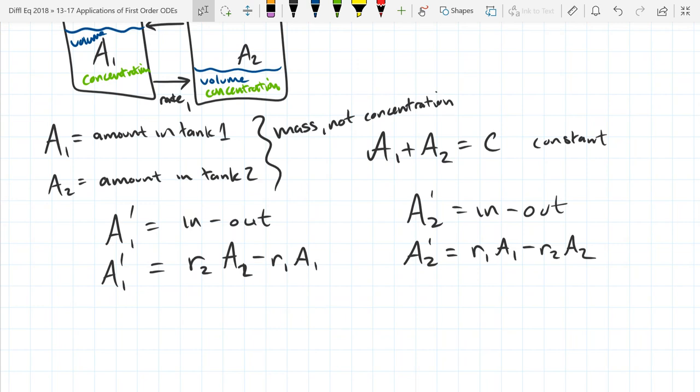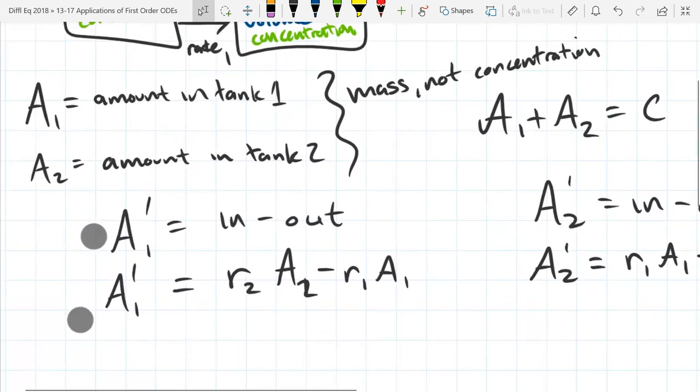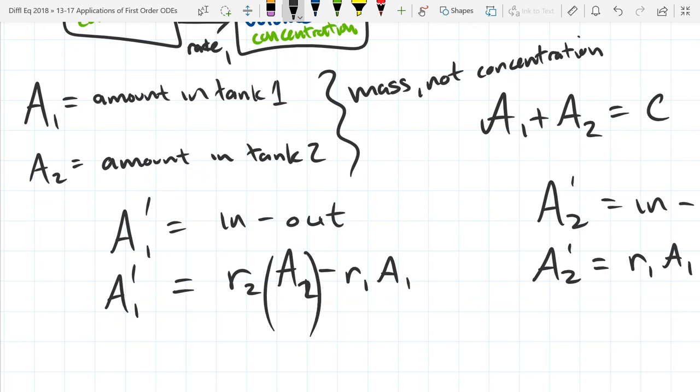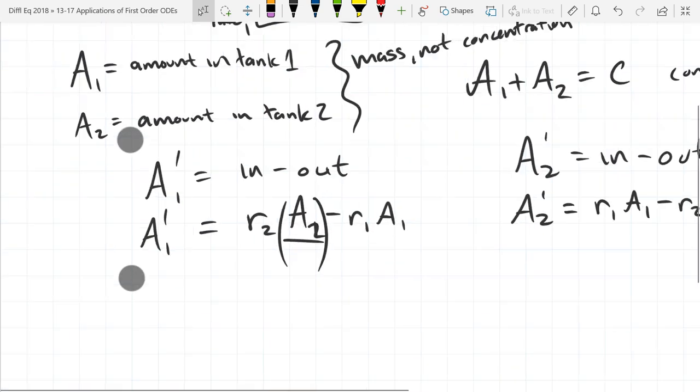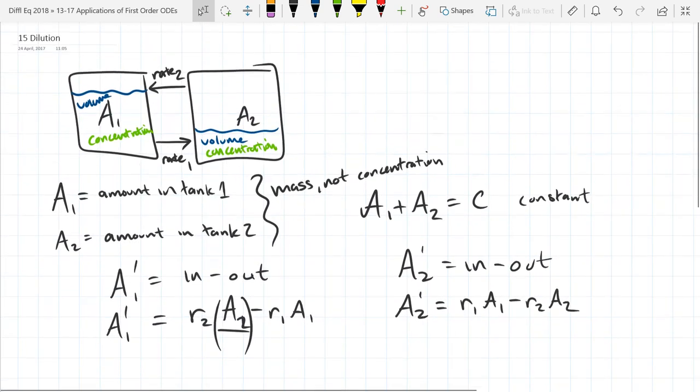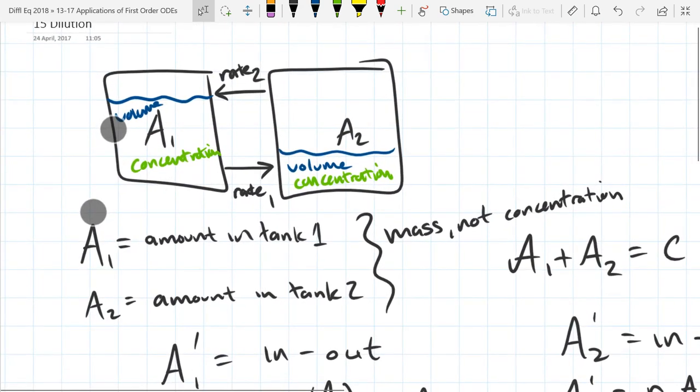So let's look again at A1 prime. It's really rate multiplied by concentration. So just because I have 10 pounds of salt in my second tank, maybe I have 10 trillion gallons. So 10 pounds of salt and 10 trillion gallons is not very much salt coming in. If I have 10 pounds of salt and 10 gallons, that's a lot of salt coming in right there. So we have to also divide by the volume. So of course we'll go V1 and V2. I think those are good for volumes.